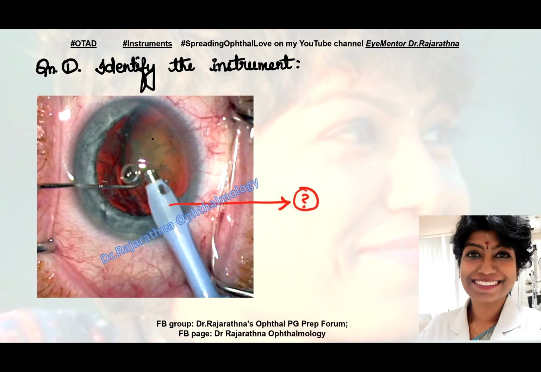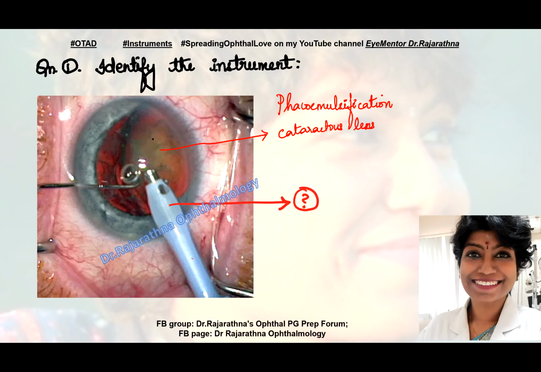Now for you to identify this instrument, you have to identify what surgery this is. So this is a cataract surgery. Phacoemulsification is being performed. Can you see here, through the dilated pupil, you can see the cataractous lens which is being phacoemulsified.